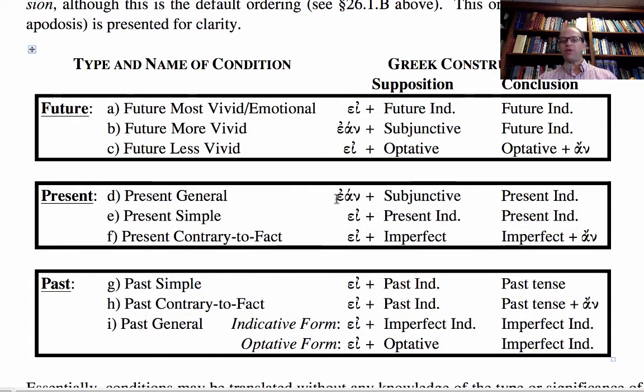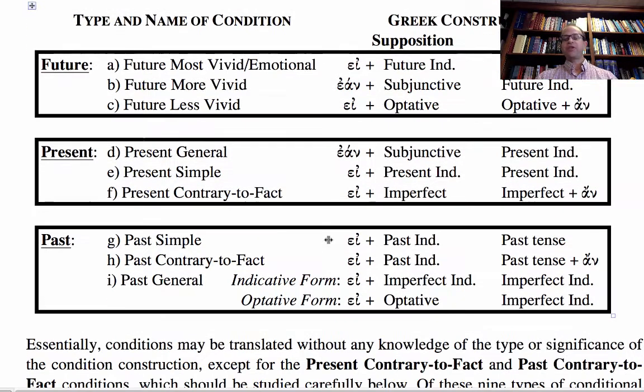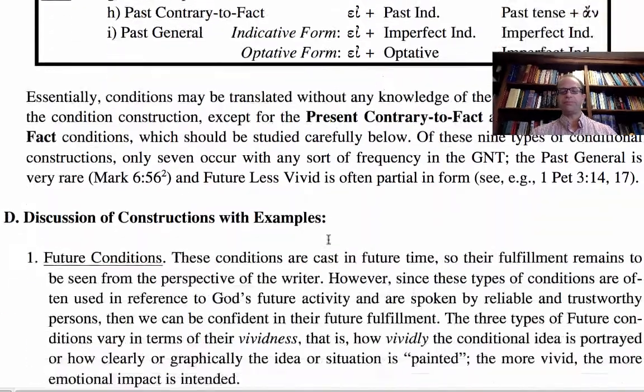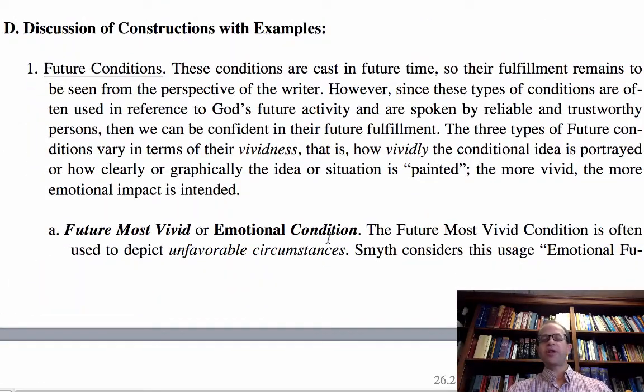Now, I've also indicated already, and I have a discrete section on this a little bit later on, that conditions can be of mixed types. They might start out with a future orientation, but then move into a present time frame. And so you have different types of conditions, and those are really interesting to study and to think about why the author has chosen to do that. Let's talk about future conditions first.